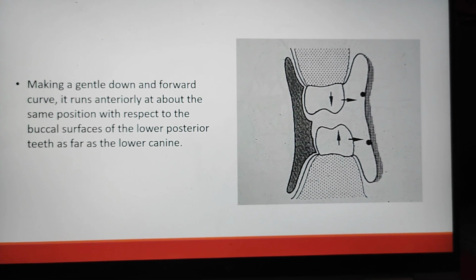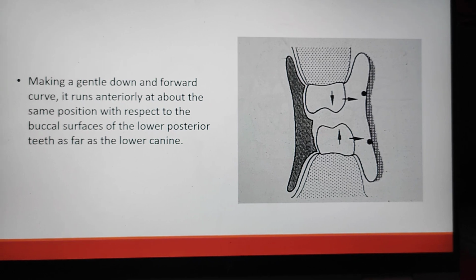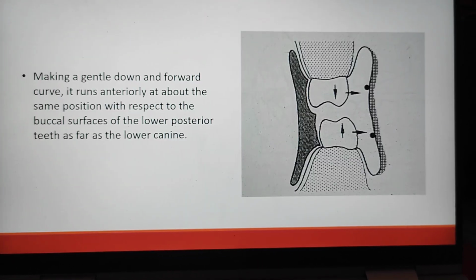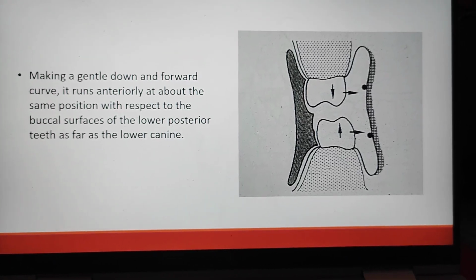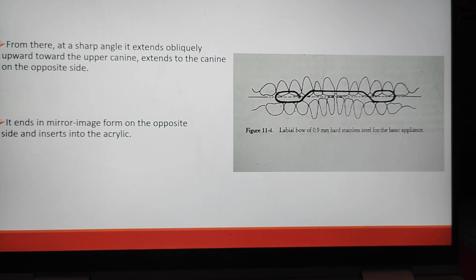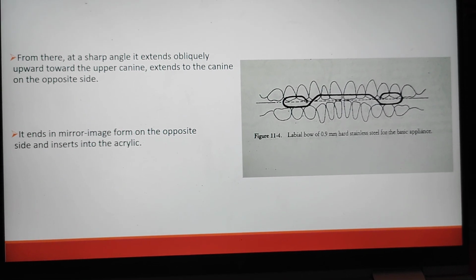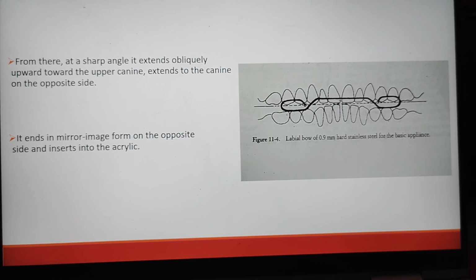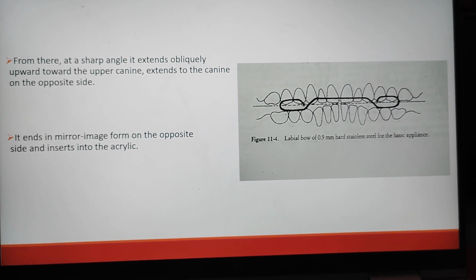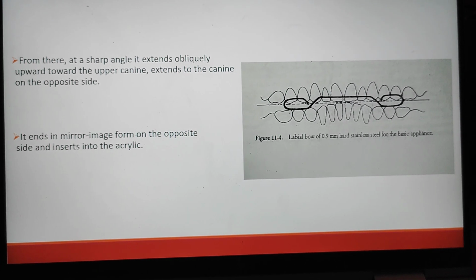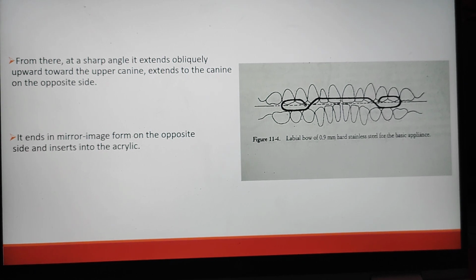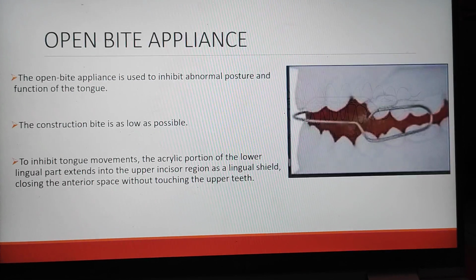It runs anteriorly at about the same position with respect to the buccal surface of the lower posterior teeth as far as the lower canine. After it has reached the lower canine, it extends obliquely upwards towards the upper canine and extends to the canine on the opposite side. It ends in a mirror image formed on the opposite side and inserts into the acrylic.